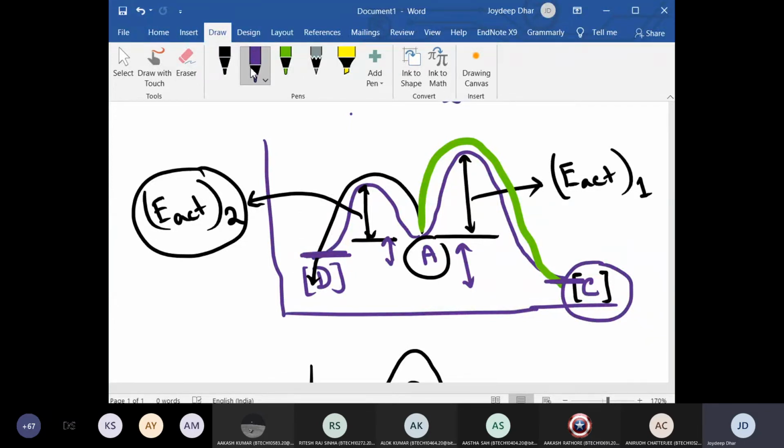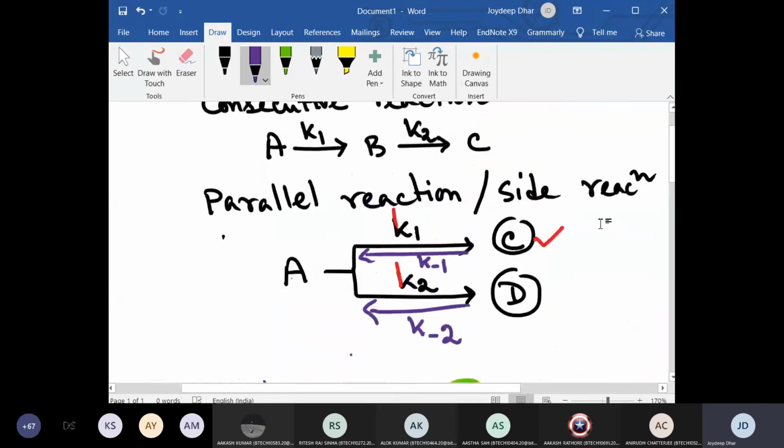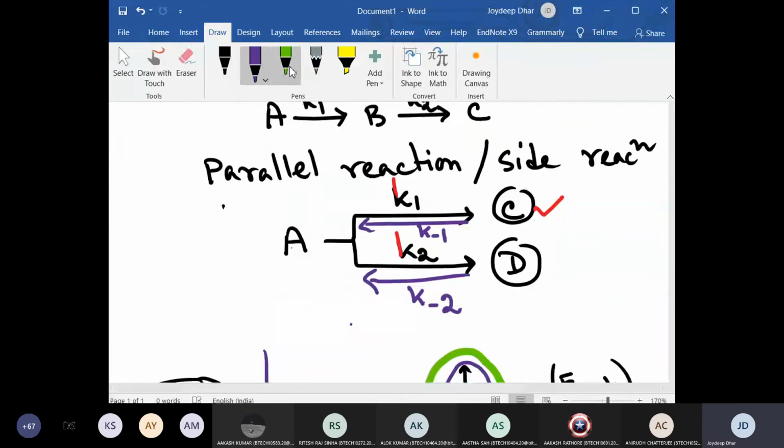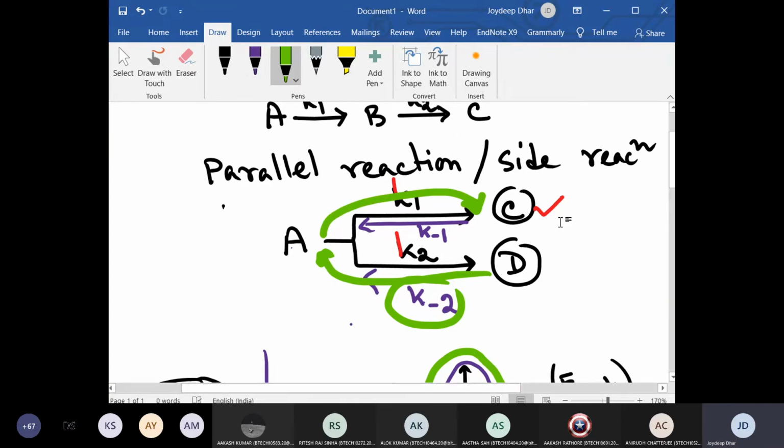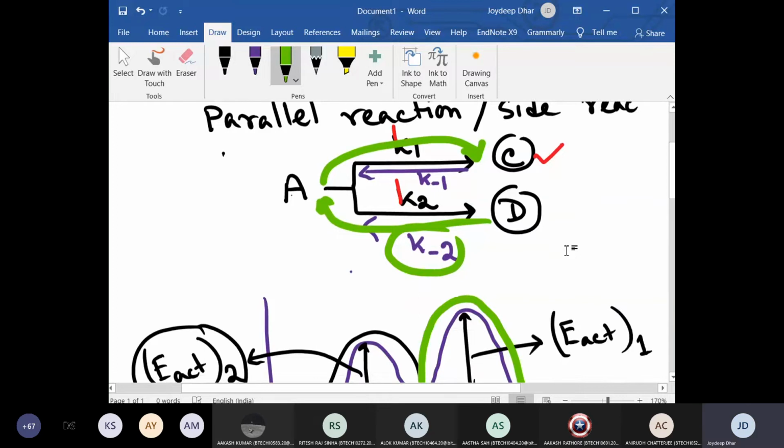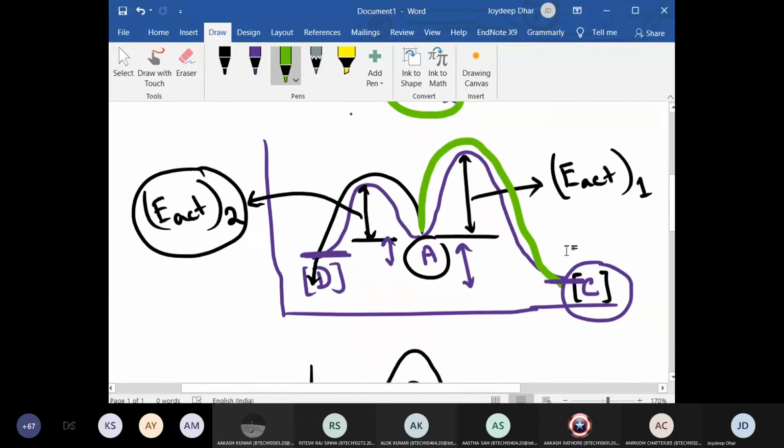So I told just now the reversibility of the reaction. So what may happen if I show in the scheme the D, which may go back to A by the backward reaction, and A can move into C in the forward reaction. So what can happen?